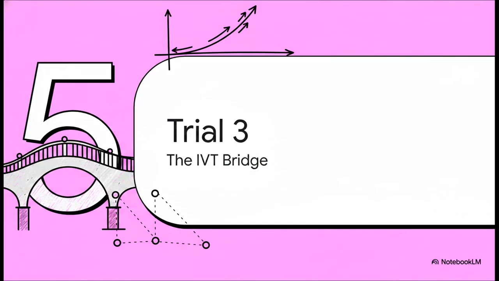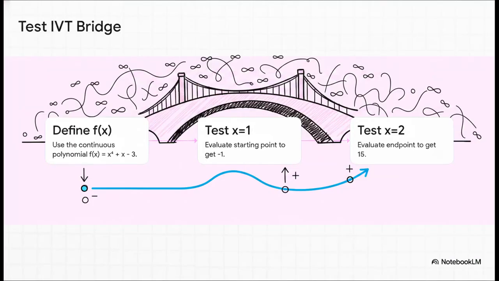All right, let's tackle trial 3, the IVT bridge, checking back in with section 2.5. Our final foundational check is the Intermediate Value Theorem, or IVT. You can kind of think of this as the ultimate test of a continuous bridge. Let's test it out with a polynomial x to the 4th plus x minus 3. Because it's a polynomial, we know it's a perfectly solid continuous bridge, right? So, testing our starting point at x equals 1, we get a -1. But then, testing our endpoint at x equals 2, we jump way up to a positive 15.